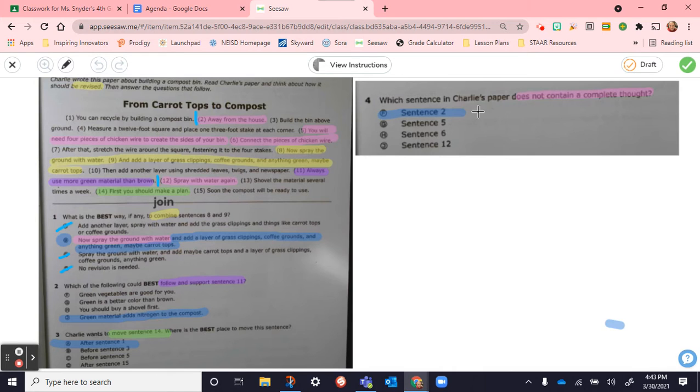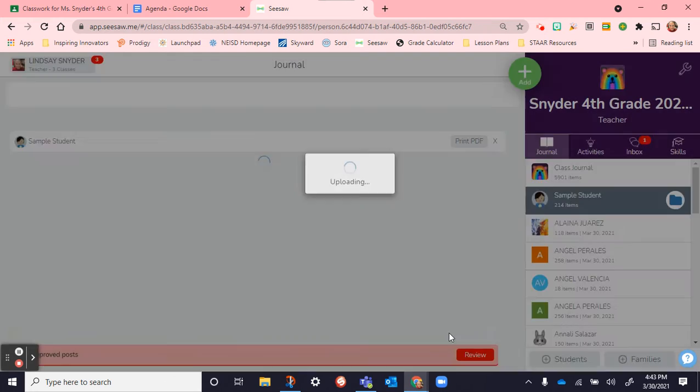Number 4 says, which sentence in Charlie's paper does not contain a complete thought? We said that was number 2, away from the house. That was not a complete sentence. We don't know what that's talking about. It's kind of random and thrown in there. So we chose that one.